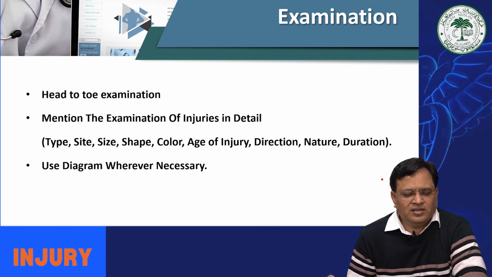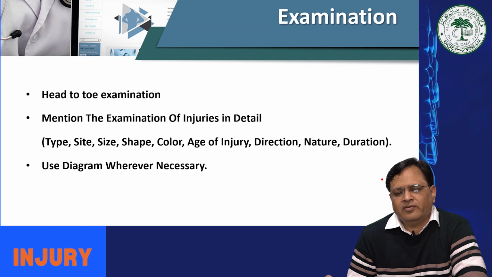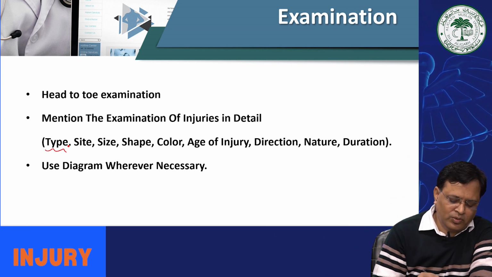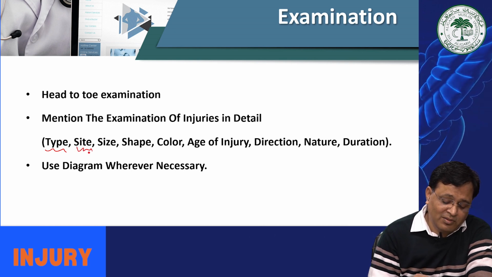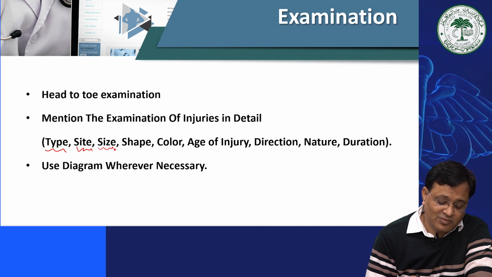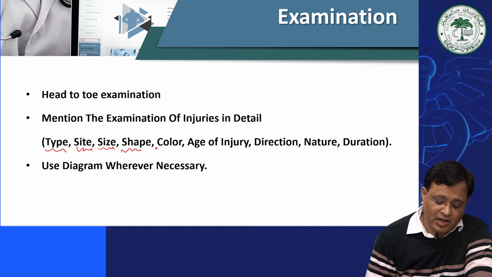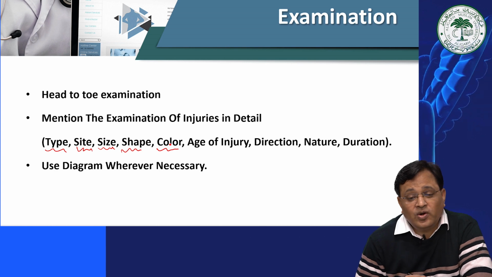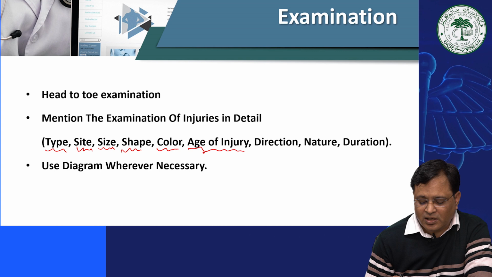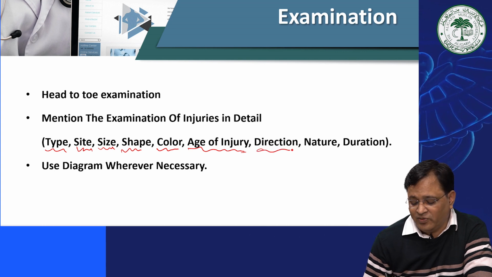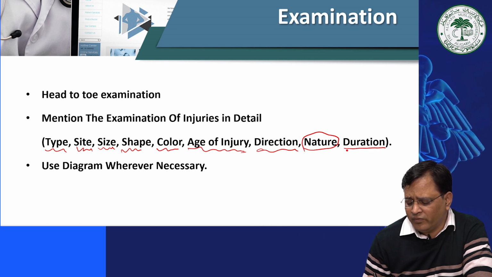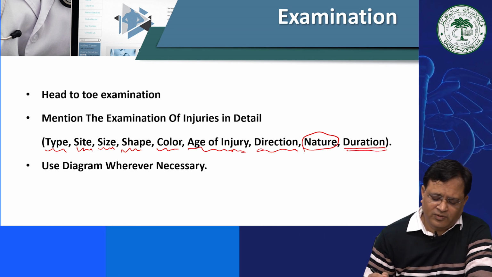Examination: head to toe examination, mention the examination of injuries in detail. Type, again I am saying type: abrasion, bruise, laceration. Site is very much important. We have to pinpoint the site. Then size is very much important. Shape is important. Color is important. Most of the time color denotes the age. Age of the injury is important. We can write from the color and all the changes around that. Direction of the force is important. Nature we can sometimes comment on. Duration we get from the age of the injury.